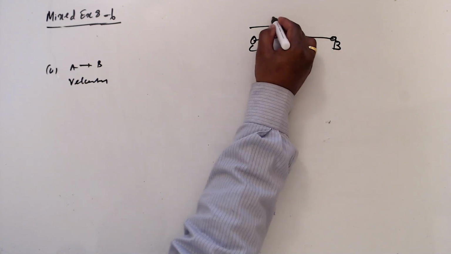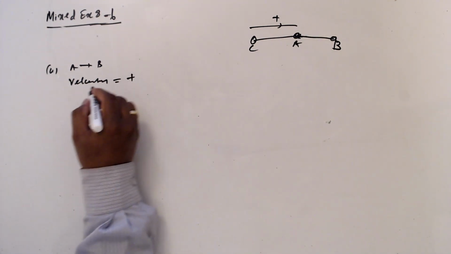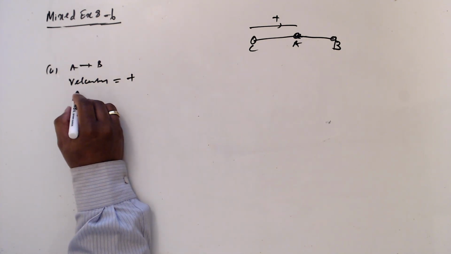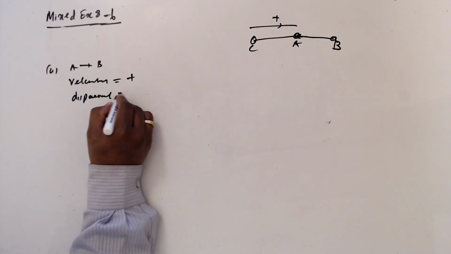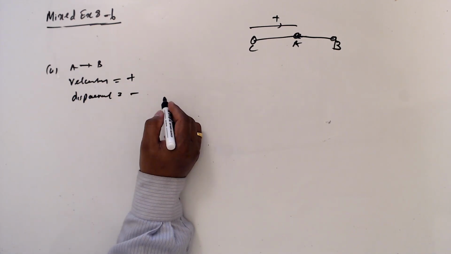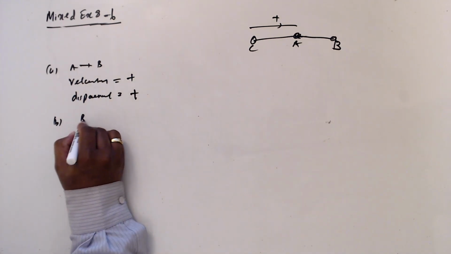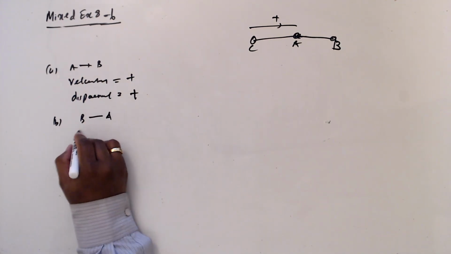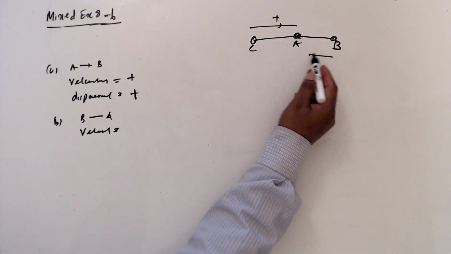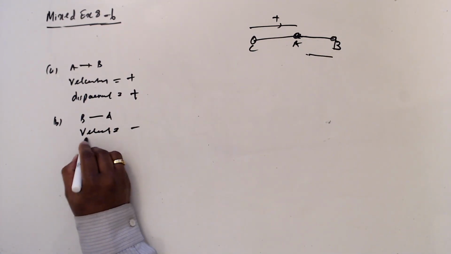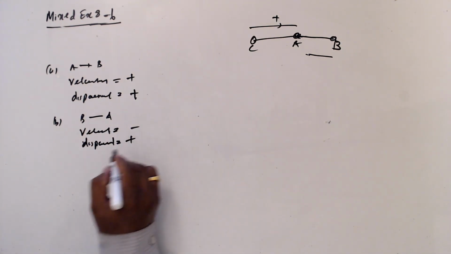So this is the positive direction. Velocity is positive, and displacement is positive. And then B to A, velocity is coming in this direction, so negative, and displacement is still positive.